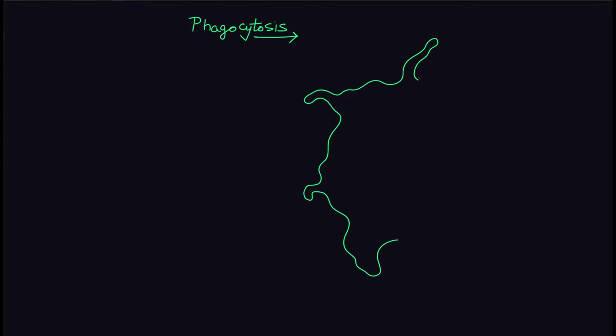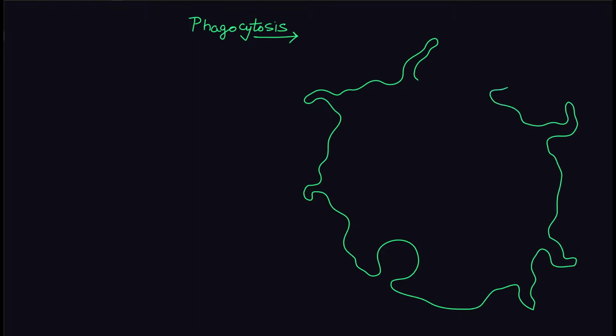Today we're going to understand the process of phagocytosis. This is an important process of our immune system. To explain this process, first I need to design a phagocyte. So what you're seeing right now is me designing the outline of the phagocyte. Now the outline is complete.